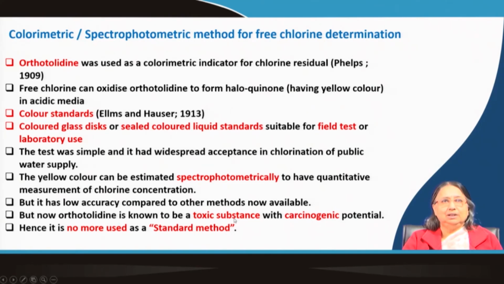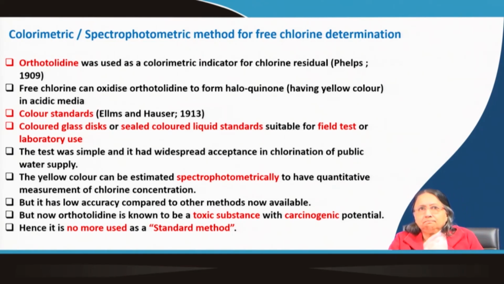Now we know, and we are very much concerned about our health, na? And also the green chemistry approach. I told you about the green chemistry approach in catalysis. So toxic substances we do not want to use, because ultimately they will go to the environment and we do not want that. And it has carcinogenic potential, it is a carcinogenic compound. So if it is carcinogenic, then again we have to be more cautious, right? And that is why it is not used anymore in the standard method.